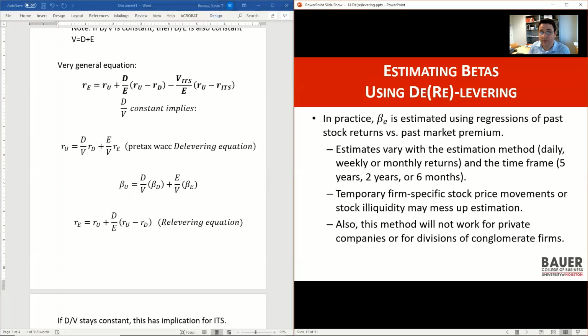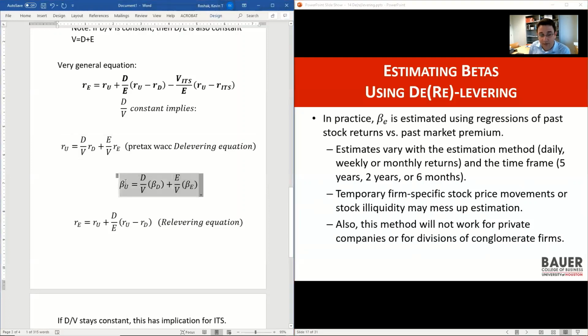Or you may just have noisy stocks. If your stock price is very volatile and it's moving around a lot, then you may not have enough statistical power to estimate the beta very precisely. There may be specific stock price movements or illiquidity issues. If it's hard to trade a stock, you may get big movements that aren't driven by the risk of the company, but are just because it's hard to trade that stock. And finally, if you're thinking about private companies, take it to an extreme case of illiquidity. If a company is private, you can't trade it at all, and so you can't estimate its beta. You don't know what the beta for their equity is because it's not public.